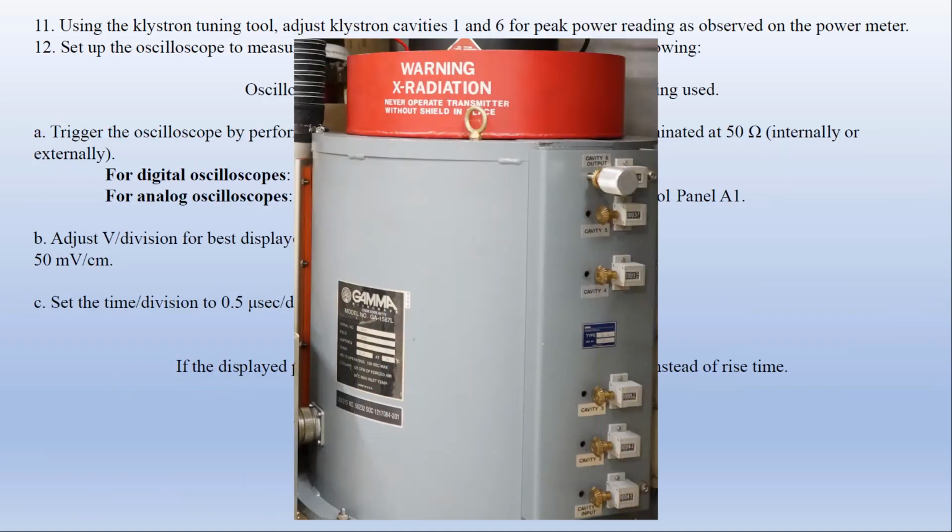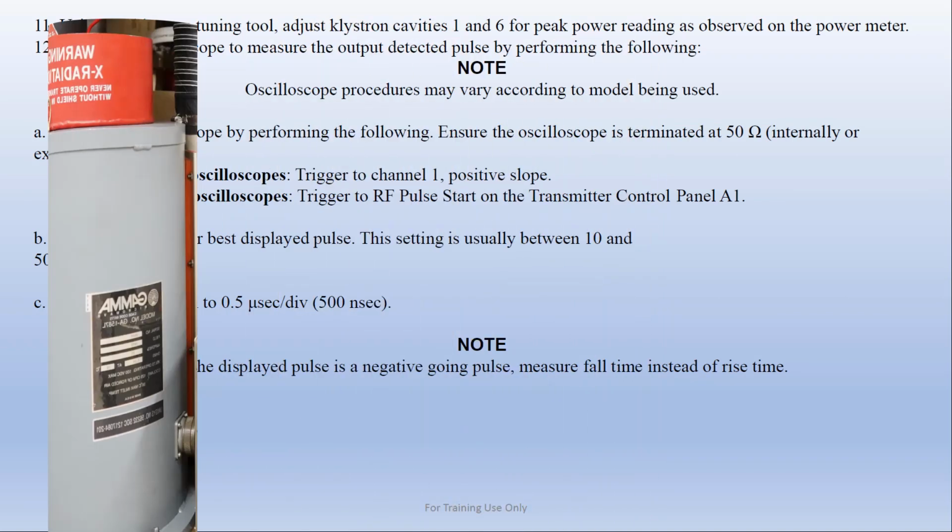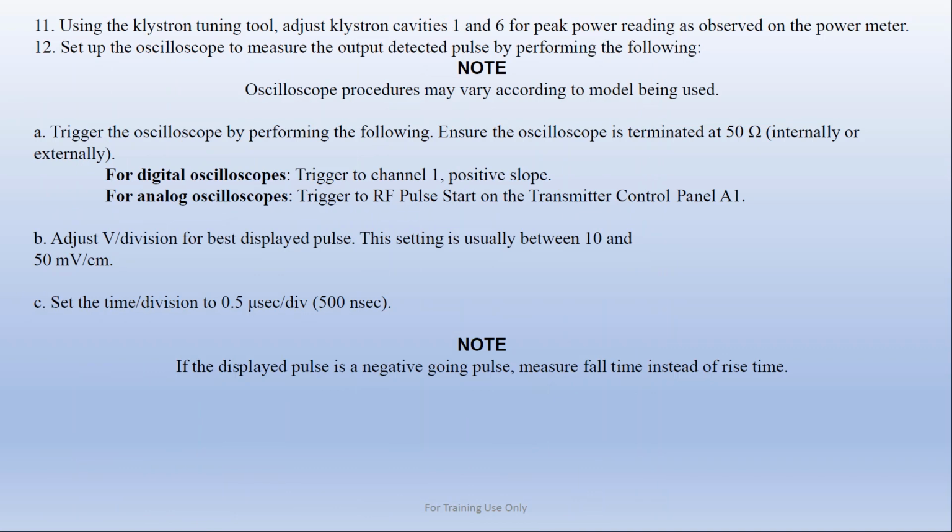In step 11, we're going to adjust cavities 1 and cavity 6 to get the peak power as observed on the power meter. Generally speaking, most people find very little power to be picked up there, but we need to check to make sure those cavities are at their peak. The next few steps are going to use the oscilloscope, so we're going to need to make sure our oscilloscope's set to 50 ohms and triggered appropriately.